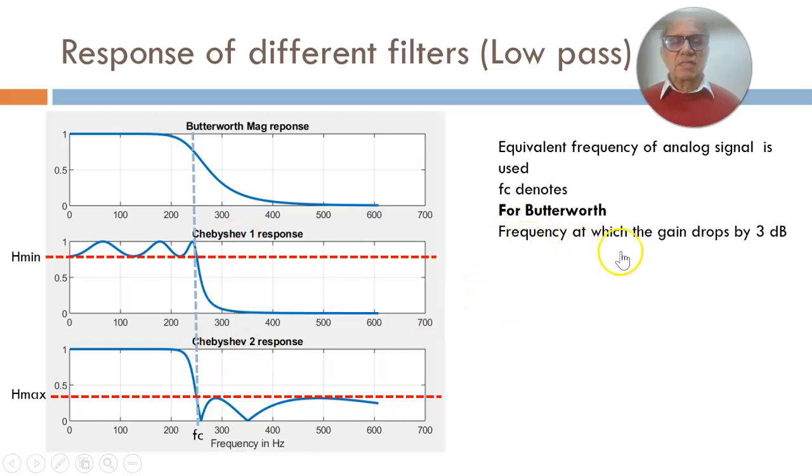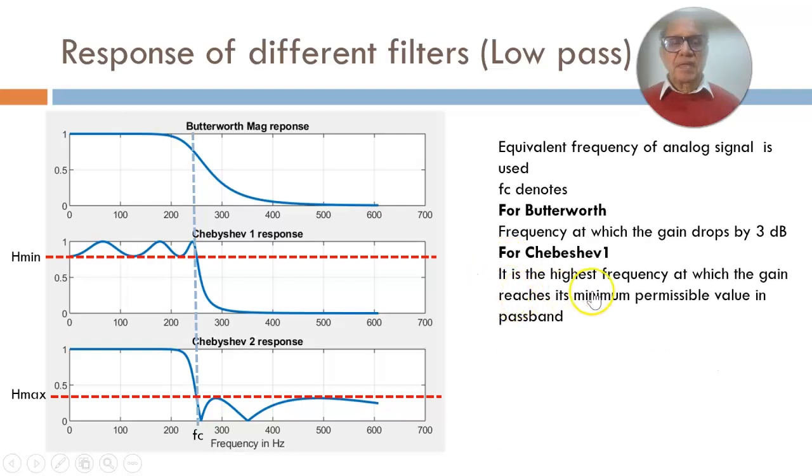So for Butterworth, this is the frequency at which the gain drops by 3 dB, or it drops to about 0.707 from 1. This is 0.5, this is 1, this is about 0.707. Okay. For Chebyshev 1, it is the highest frequency at which the gain reaches its minimum permissible value in the pass band. You can see this is the pass band and this is minimum permissible gain. So this is the highest frequency. In other words, FC in Chebyshev 1 denotes the edge of the pass band. Okay. It denotes the 3 dB point for the Butterworth, but it denotes the edge of the pass band.